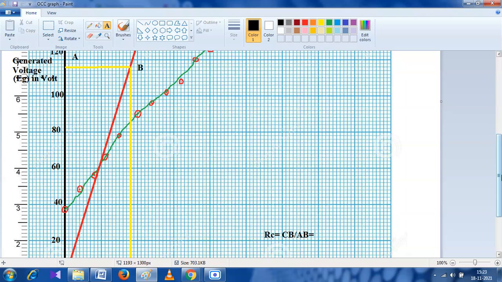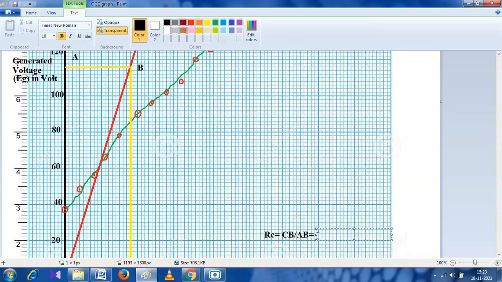We have to take V by I. And what is the value of generated voltage at that point? That means the length of the CB, and the value of the B point is 118.